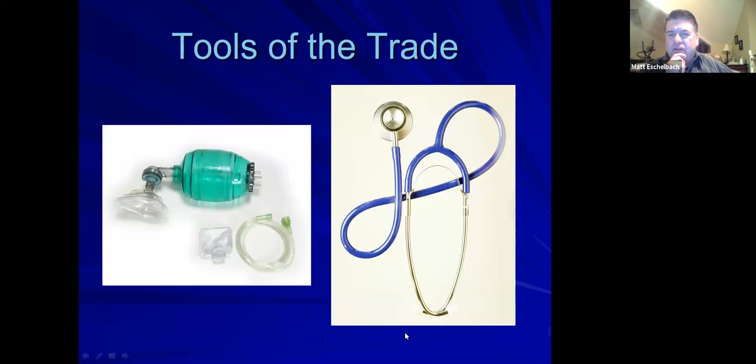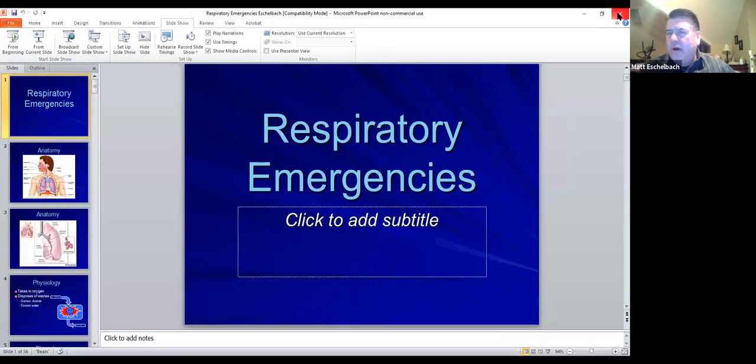These are your tools of your trade. All right, basic oxygen, bag valve mask, nasal cannula, listening, and that's the basics. And there we go. So I'll entertain any questions. You can unmute your mics if you have questions.